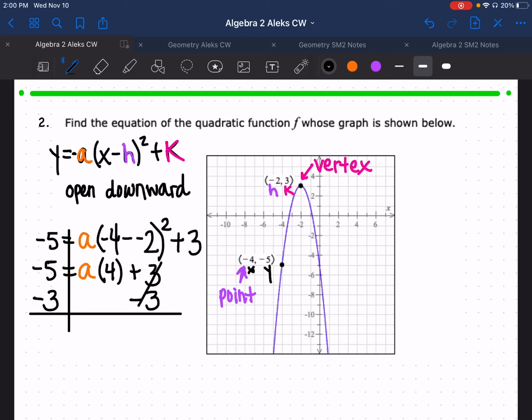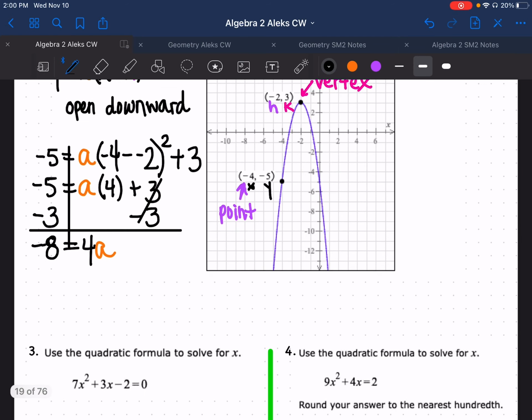And then let's go ahead. I'm not liking the way that this is looking. Let's just go ahead and switch those two. There, that looks a lot better. Now I'm going to go ahead and divide by 4, and I end up with A is -2.